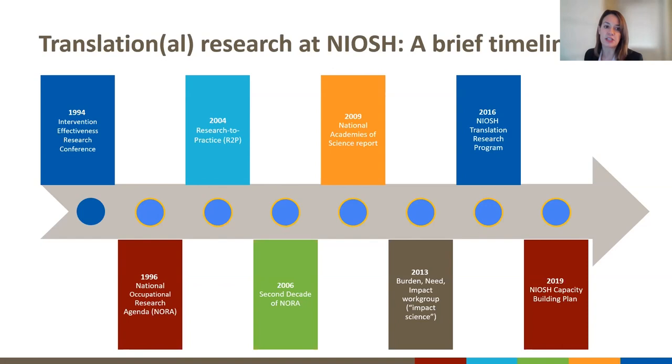A 2009 report by the National Academies of Science and an external evaluation in 2014 articulated the need to advance translational research, defined then as strategies to translate research findings and theoretical knowledge to implementable practices and technologies in the workplace. The Translation Research Program, as Paul also mentioned, was established in 2016. And in 2019, efforts began, coordinated with the NIOSH Evaluation Capacity Building Plan, to refine the vision for and expand the reach of the NIOSH Translation Research Program and align these efforts with those of other federal agencies. And I'll highlight just a few of those efforts throughout this presentation. Next slide, please.